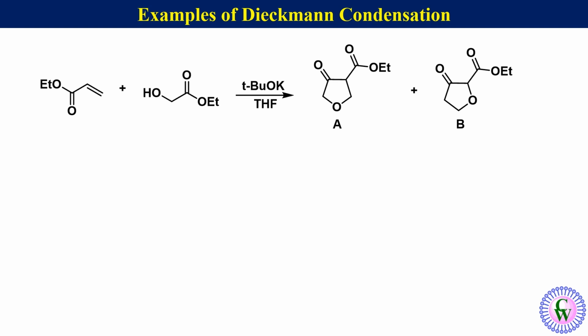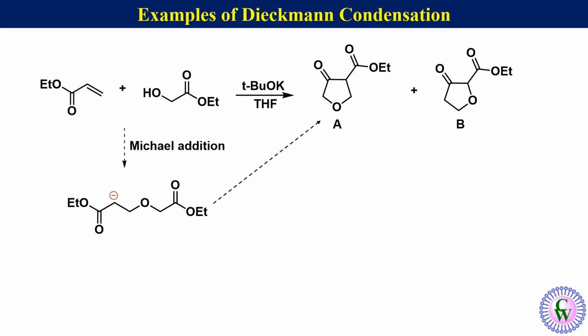The explanation for their formation is that the ethyl acrylate and ethyl glycolate undergo Michael addition to produce this unsymmetrical diester. Generation of carbanion at this alpha carbon followed by cyclization gives compound A, while generation of carbanion at this alpha carbon followed by cyclization gives compound B.